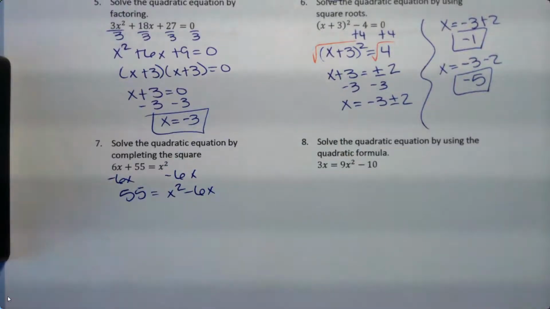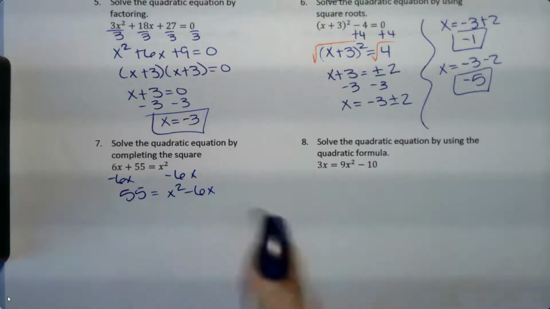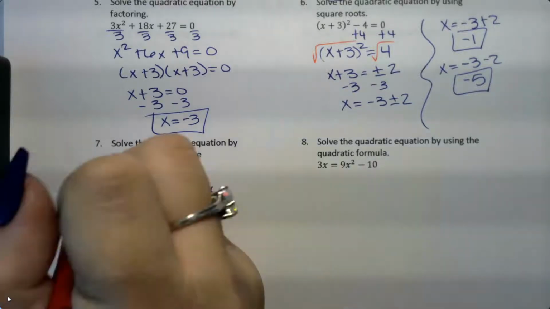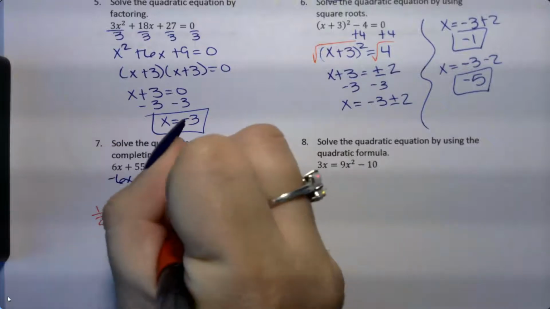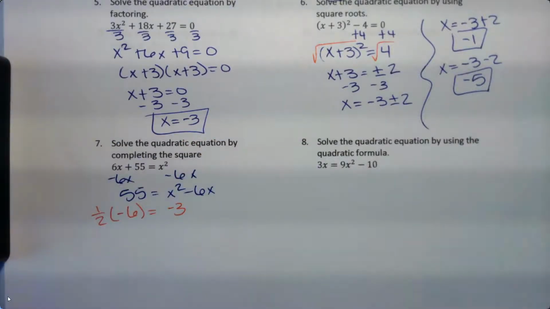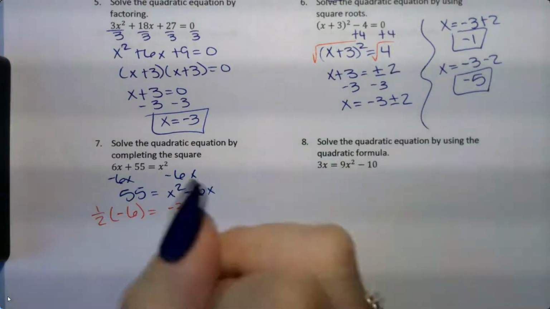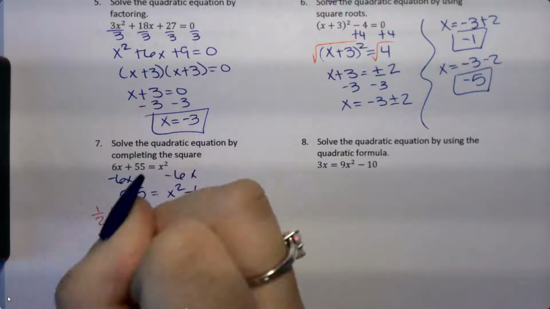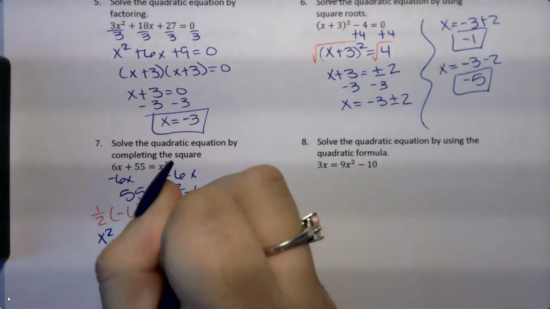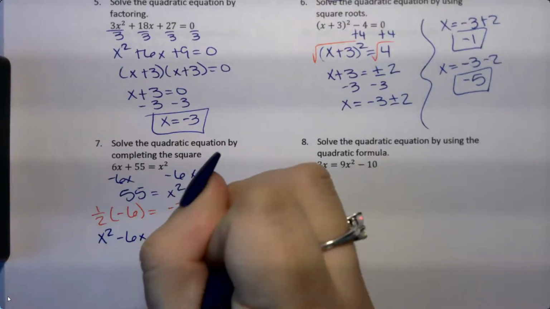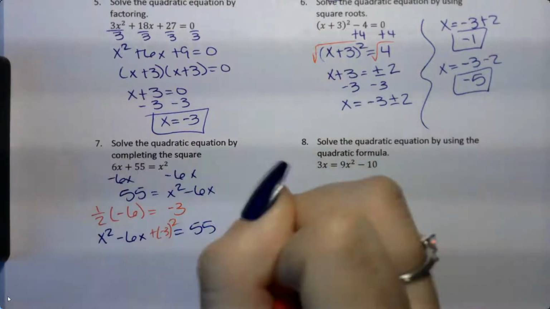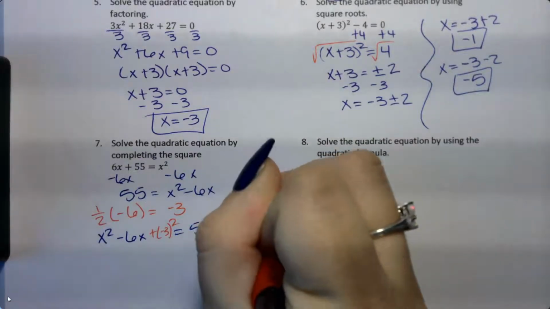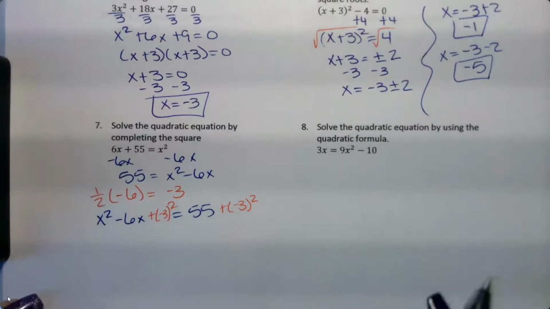Then I want to make sure my a term is 1, which it is here. So then I want to find half of my b value. So 1/2 of negative 6 is negative 3. I am going to add negative 3 squared to both sides, and then I'm also going to switch the sides my variables are on. So negative 3 squared is 9.